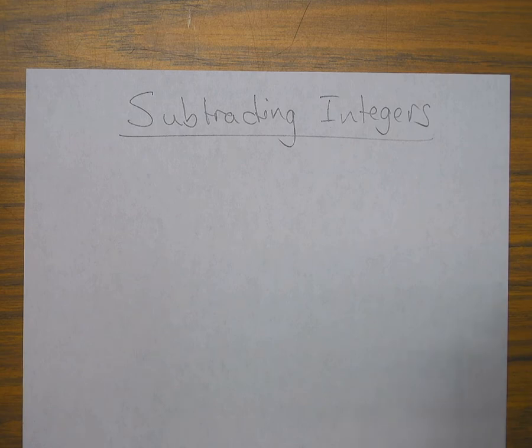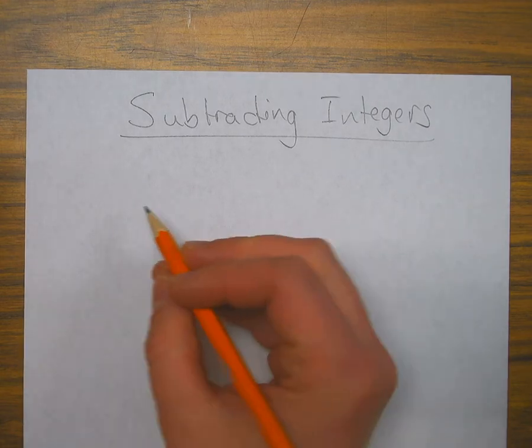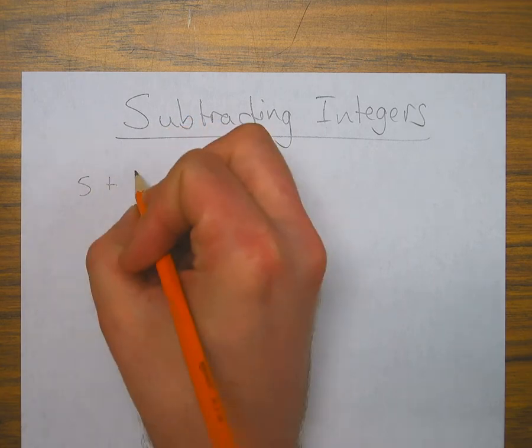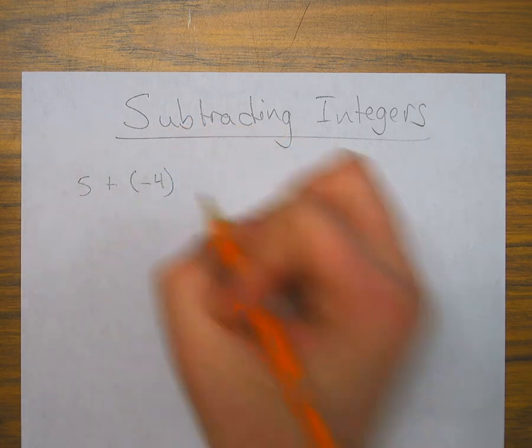So if you remember last week, we talked about adding integers. And that could have been adding positive numbers, adding negative numbers, or adding a mix of positive and negative numbers. So I'll give you just an example of last week. Some that we did would be like 5 plus -4.